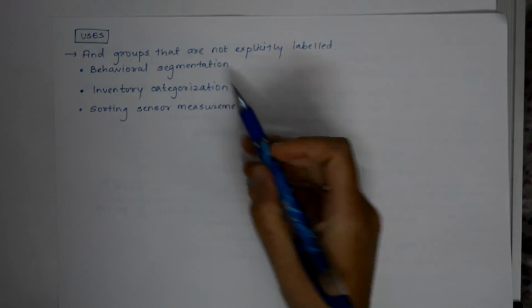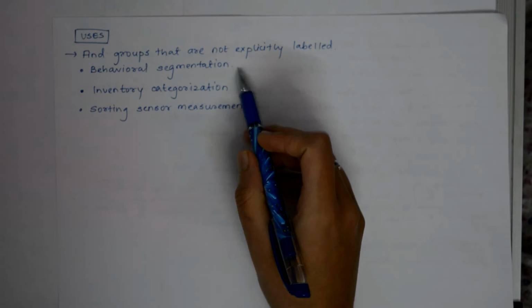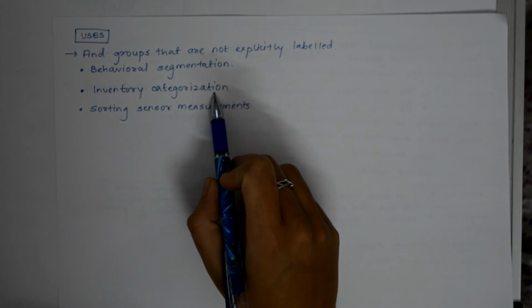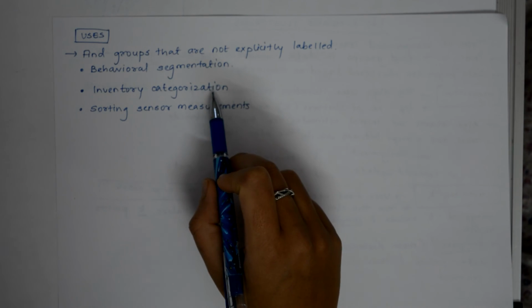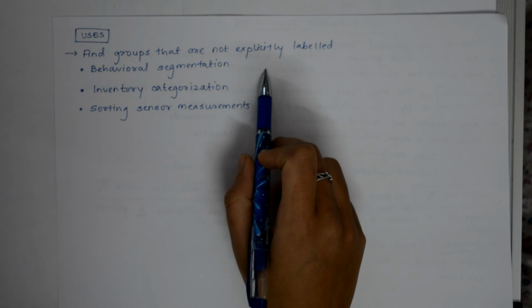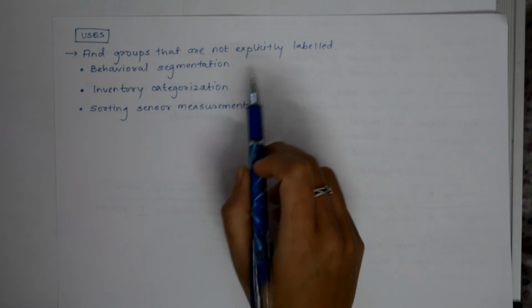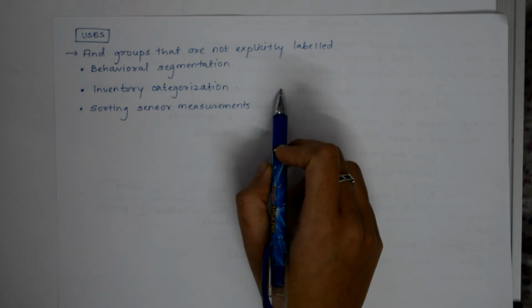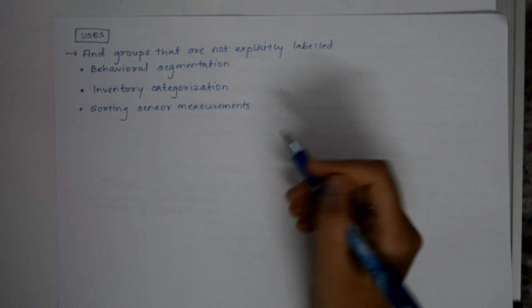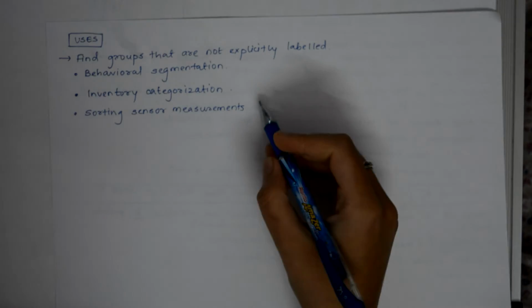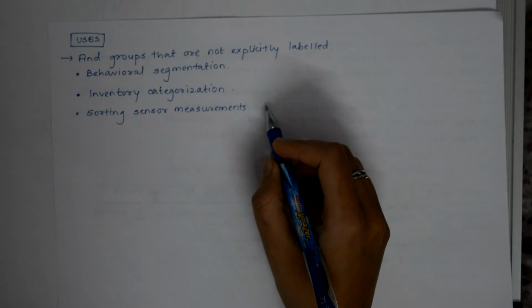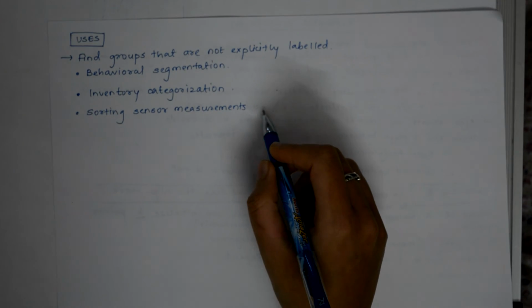Create profiles based on activity monitoring. In inventory categorization, group inventory by sales activity. So sales activity can be one of the parameters, or manufacturing metrics can be one of the parameters. In sorting sensor measurements, parameters can be to group images, separate audio, or identify groups in health monitoring, etc.